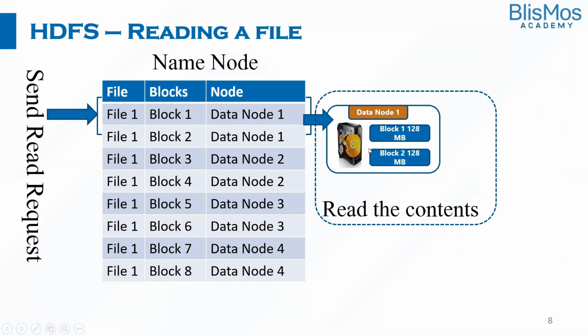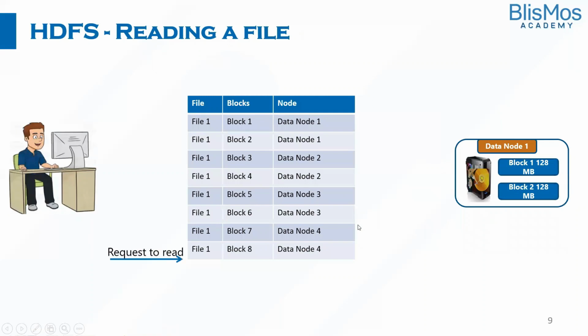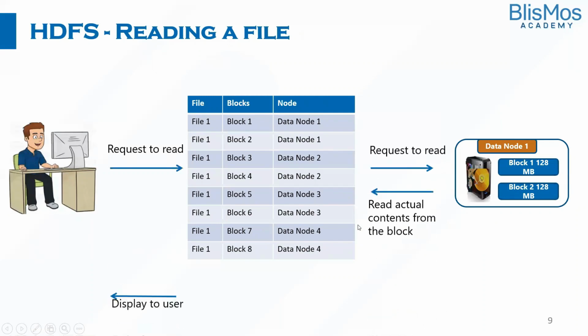What essentially I have done is sent a request to read file 1 block 1, meaning block 1 from file 1. Then it will hit the data node where the data is present, and it will try to read the content from there.